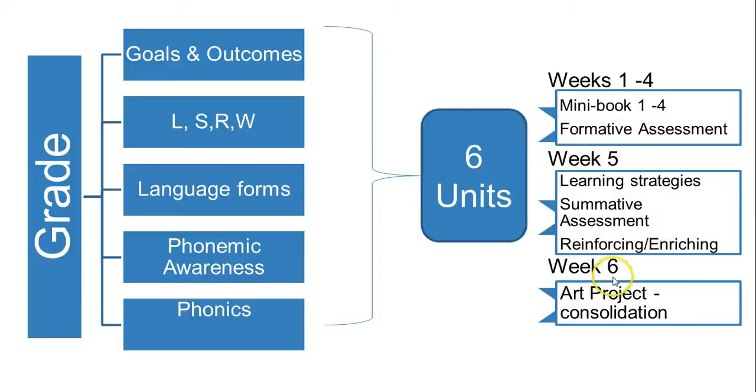And then week 6 will be an art project that contains multimodal learning. We know that multisensory learning helps to consolidate learning, and that's what the purpose of this piece is. Just as a reminder, the skills for phonemic awareness and phonics can be found under the reading tabs for each grade level and proficiency level in the goals and outcomes document.